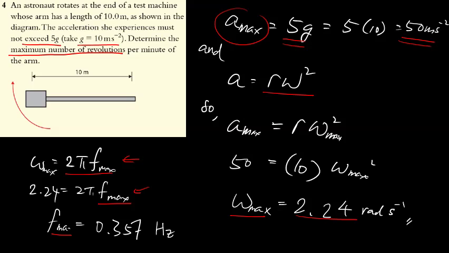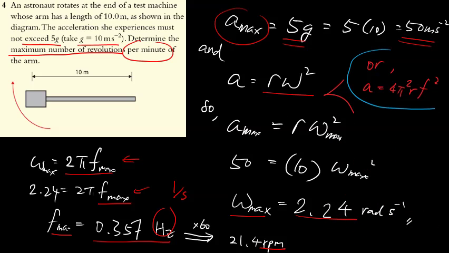Try to do it like what I did if you use this equation, so that the presentation is much better. So at last I find that in hertz it will be 0.357, and since the question asks per minute, you need to multiply by 60, because hertz means how many in 1 second, which is 21.4 RPM, revolutions per minute. And if you are smarter than me, you will use this equation in the first place, which can tell you the frequency directly and calculate the answer much quicker.